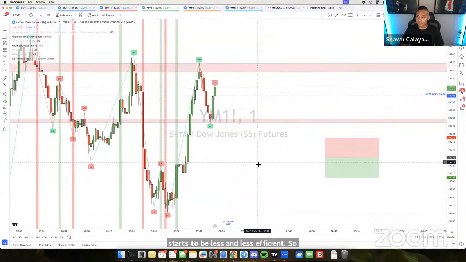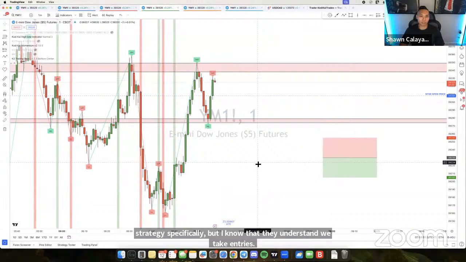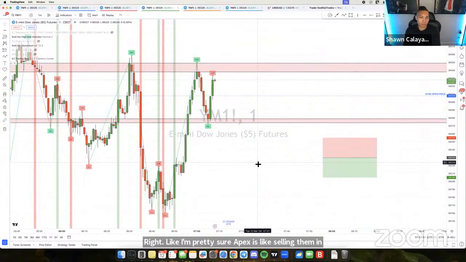Yeah, exactly. Nick said that they pay trillions of dollars per year just to find things out. Yeah, exactly, that's how market makers make money. I don't think they necessarily follow my strategy specifically, but I know that they understand where we take entries. I'm pretty sure Apex is selling them info. Well, not Apex, but there are other companies out there like TopStep. TopStep is a data company, if you ever listen to their interviews. They don't necessarily copy trades, but they document everybody's trading, like where everybody enters and how everybody's strategies go in at certain price points, and then they put that into data, which they sell to these market makers.